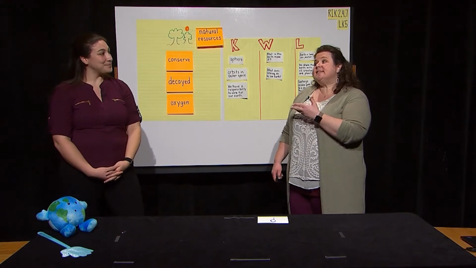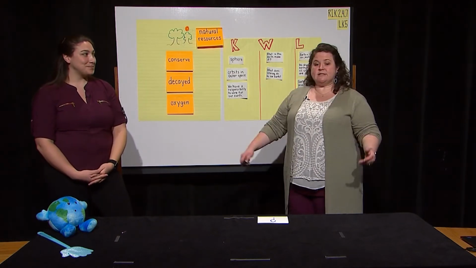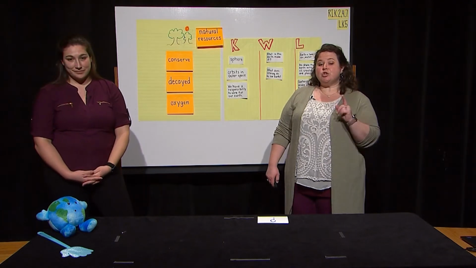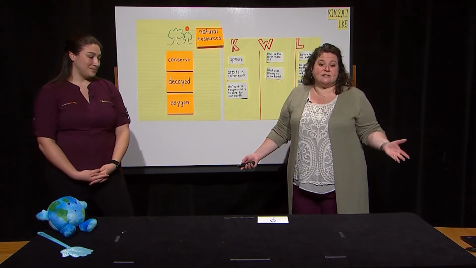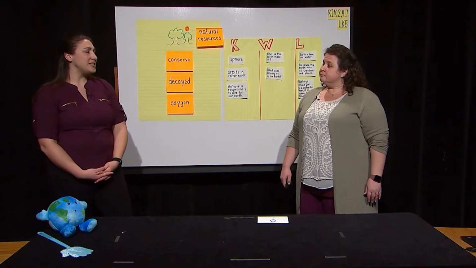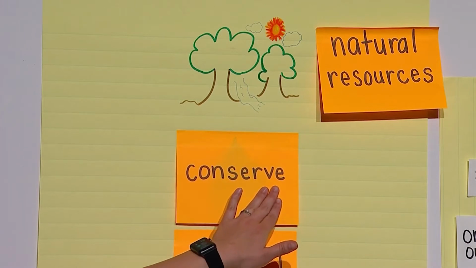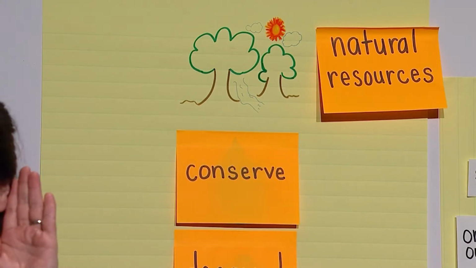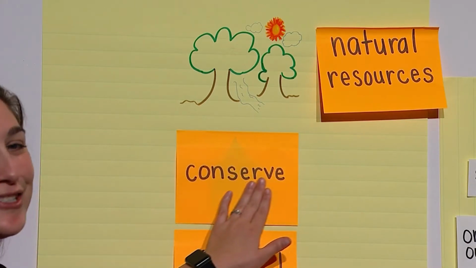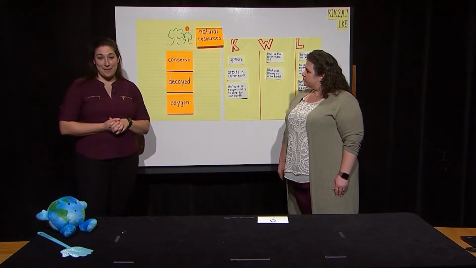Now, I could use it in a sentence. One example of the Earth's natural resources is trees, which are used to make lumber to build houses and also to make paper. I see there's another word here. This word says conserve. Say the word. Yes, conserve. Conserve means to protect or save something.